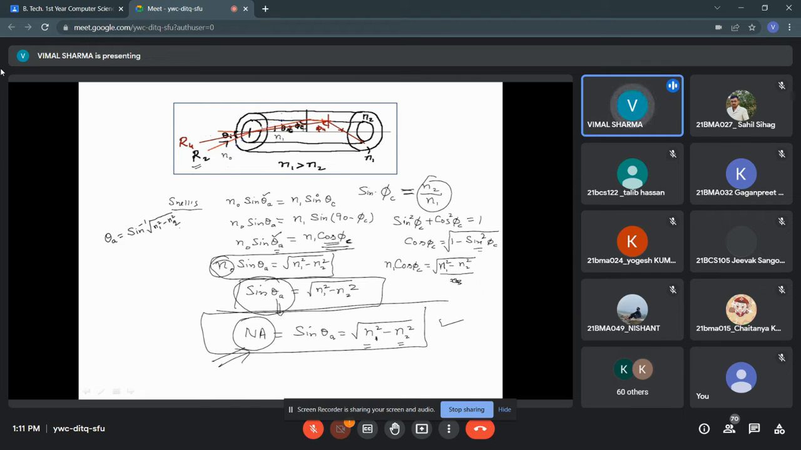So a bigger angle of acceptance means a bigger cone of acceptance, and a bigger cone means more light gathering ability of the optical fiber. It can gather more light. This is independent of dimensions. It has nothing to do with the dimensions, but it depends on this combination of refractive indices, n1 and n2.